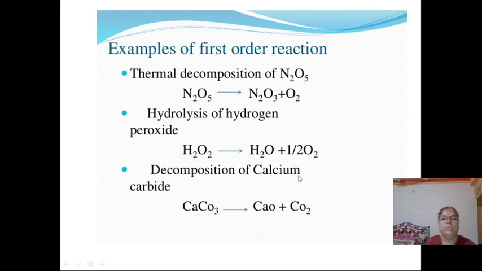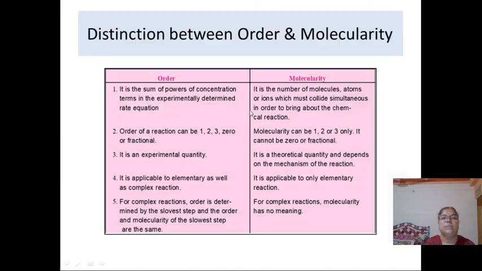And decomposition of calcium carbonate, here we have CaCO3, which decomposes into calcium oxide plus carbon dioxide. These are examples of first order reaction, because the rate of these reactions depends on the concentration of a single molecule. Such reactions are called first order reactions.